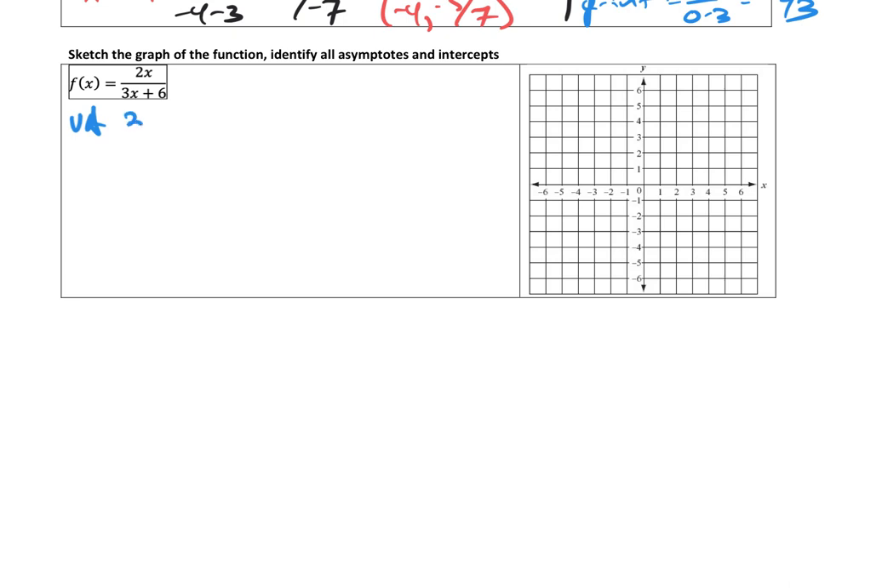To do that, we're going to take our denominator and set it equal to 0. And we end up getting x is equal to negative 2 for our vertical asymptote.